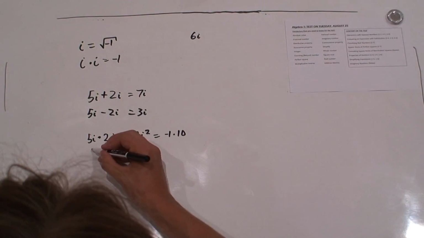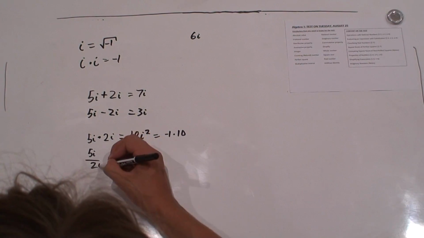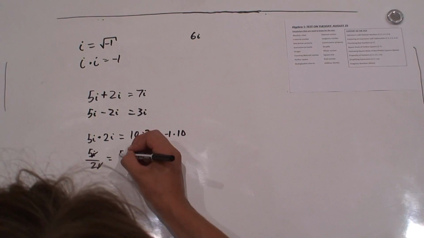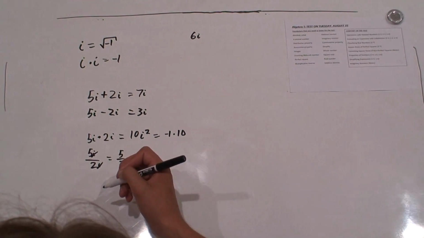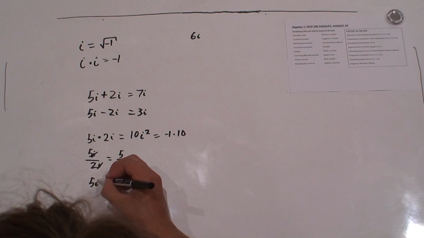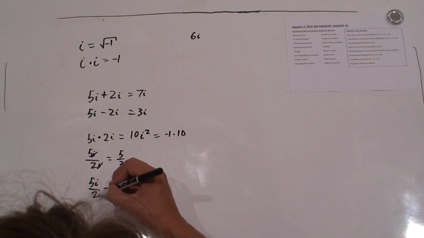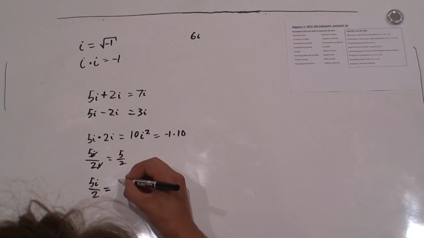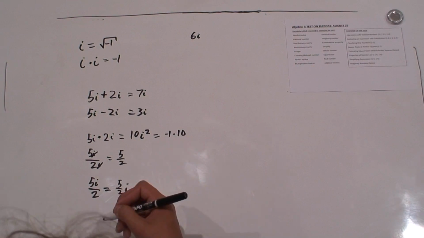If you divide them, 5i divided by 2i, like we said in class, these will cancel out, and you get 5 halves. Now, if you have it with just 5i and 2, the i will stay because it is not being divided by another i below. It will be 5 halves times i.